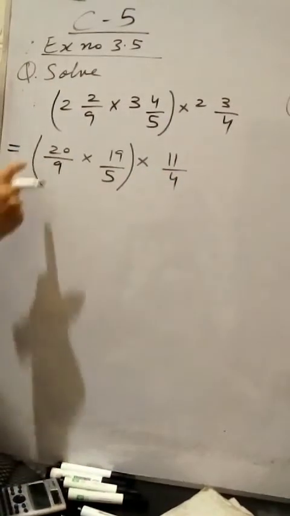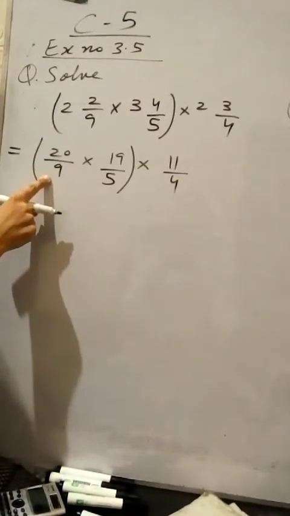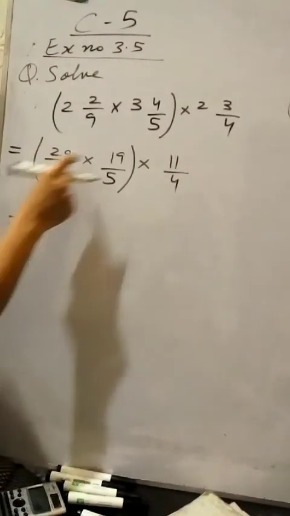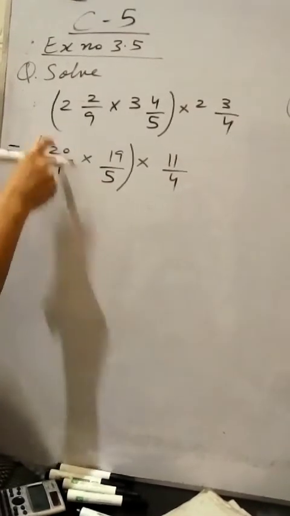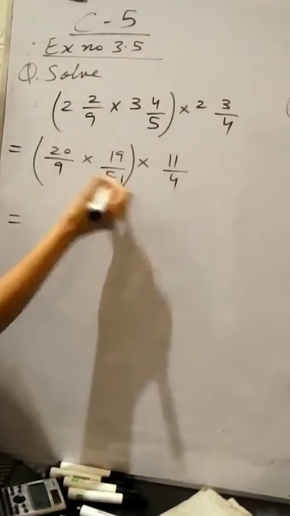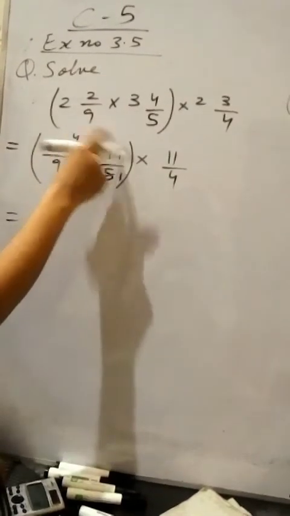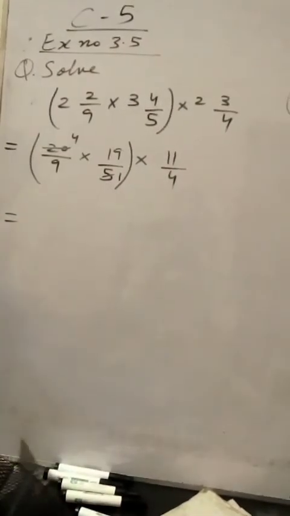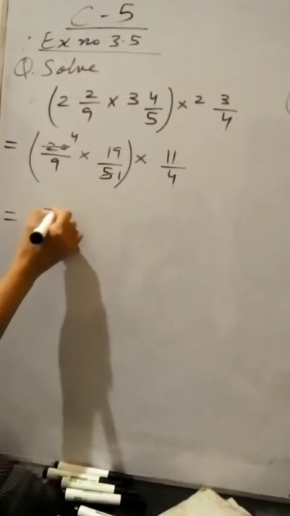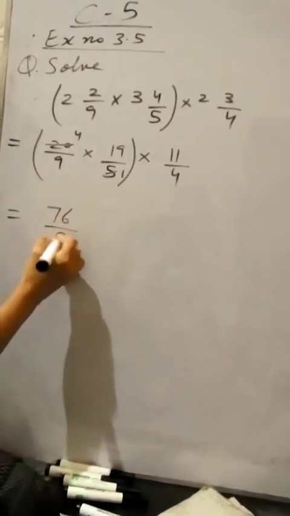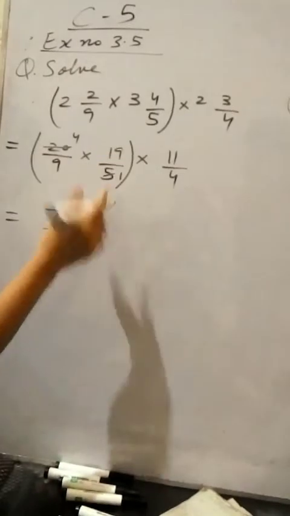Now see, cutting is possible. 20 and 9, can we divide with the same number? No. 19 and 5, no. But crossing is possible, yes. 5 1 time 5, 5 4 times 20. Any other cutting? No. So just multiply. 19 multiplied by 4, the answer will be 76. 9 1 time 9. Now we got a single answer, brackets will be removed.